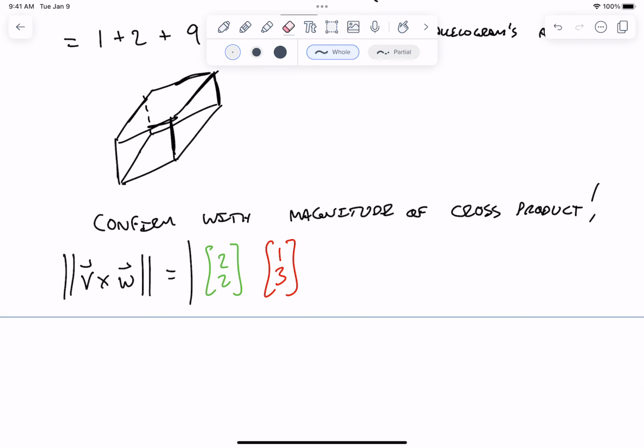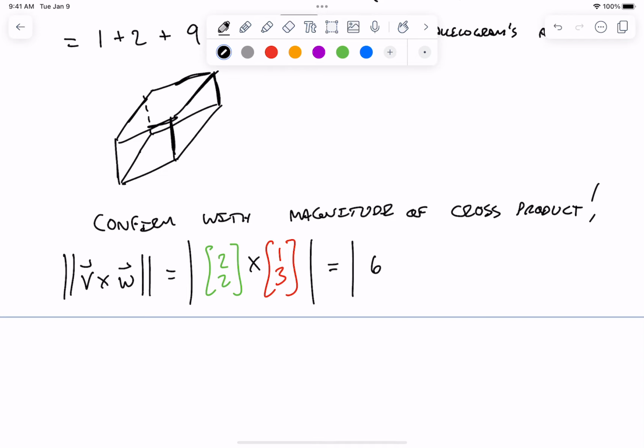Right? Now here it's a 2D cross product, so you don't really need vector magnitude. You can just think of it as a number and do the absolute value. So here what do we get? We get an absolute value of 2 times 3 is 6, minus 1 times 2 is 2, and we get 4. Which of course is immensely easier, right?